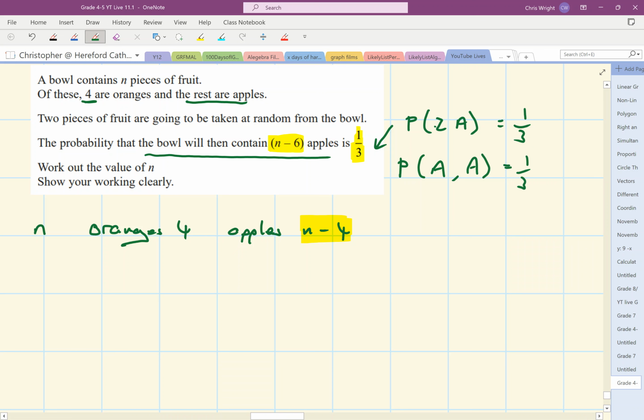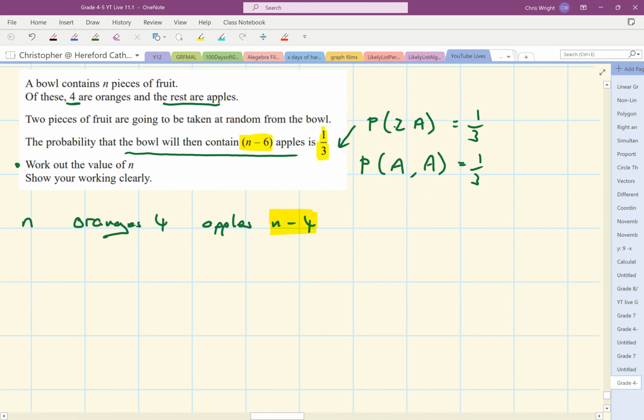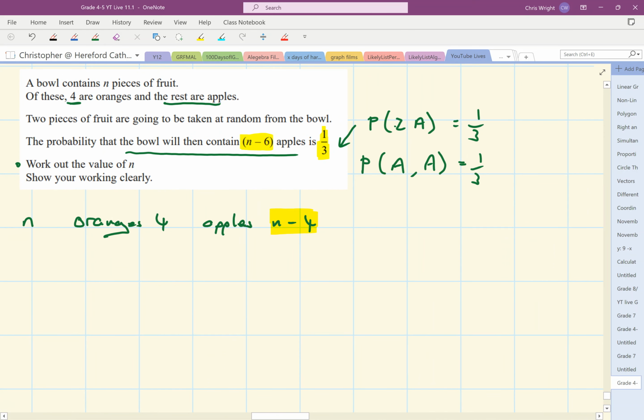So to work out the value of n, we're going to come up with an expression in terms of n for the probability of taking an apple followed by an apple. And we know that that will equal 1/3. So what is the probability of taking an apple followed by an apple? Whatever it is, we know it equals a third.